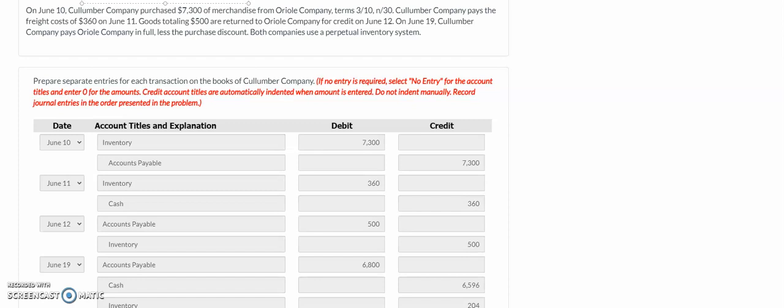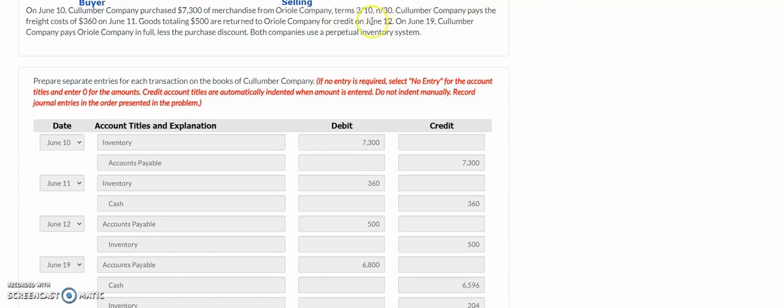So we have Columber Company. They're making a purchase, so in this problem, they're going to be the buyer. They're going to be the purchaser. They're going to go ahead and buy the items. And then we have Oriel Company, and Oriel Company is selling the merchandise.